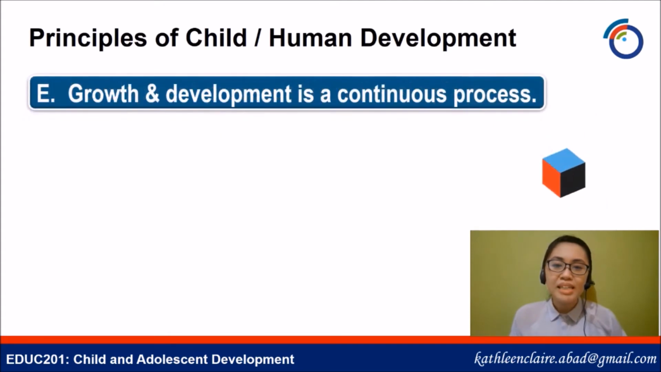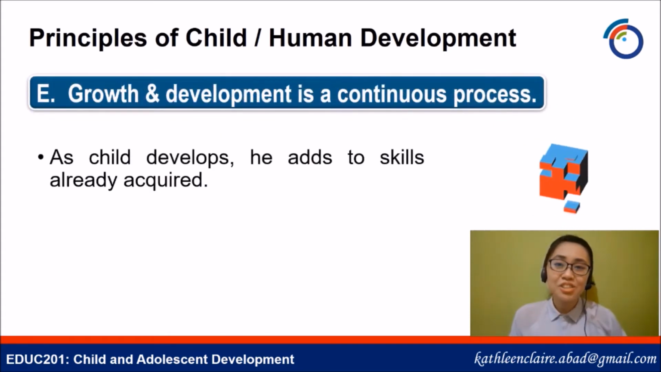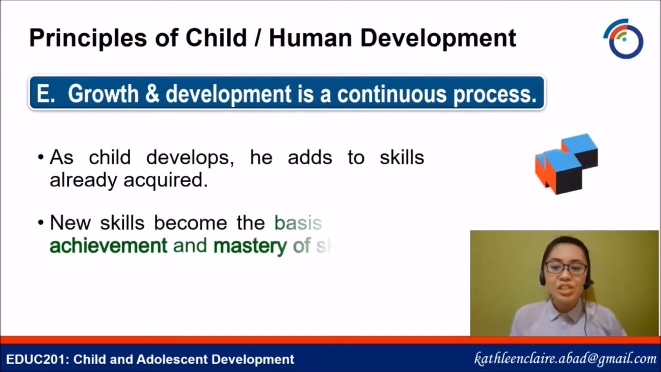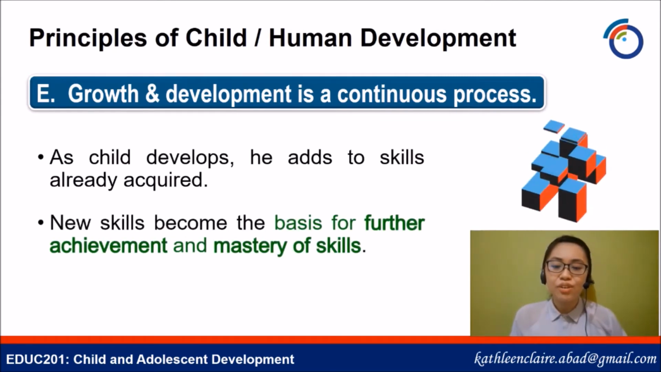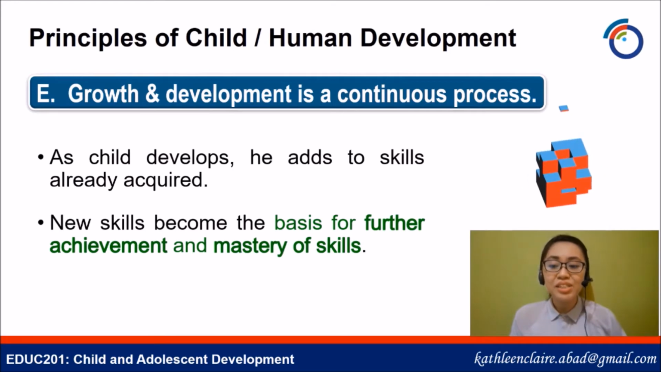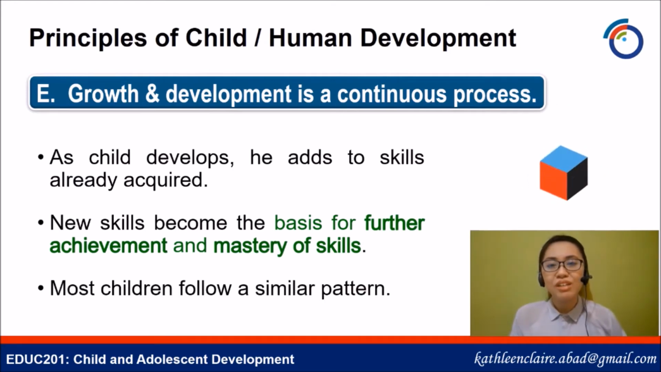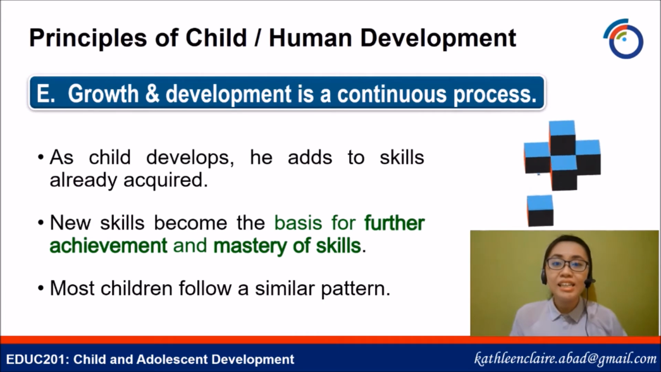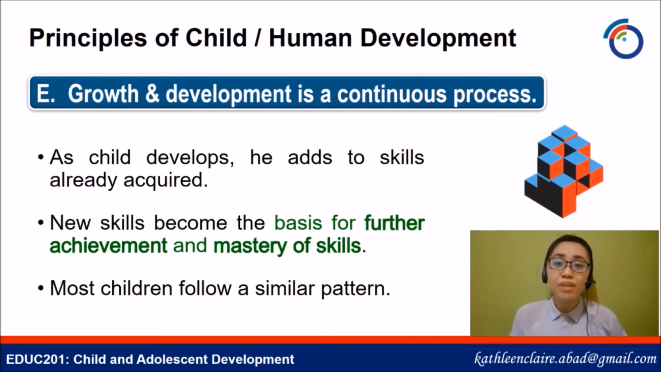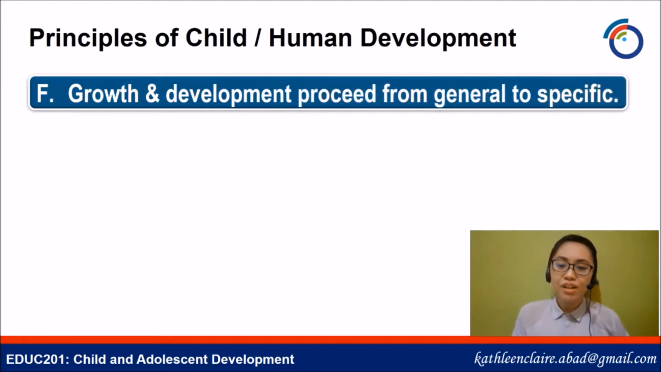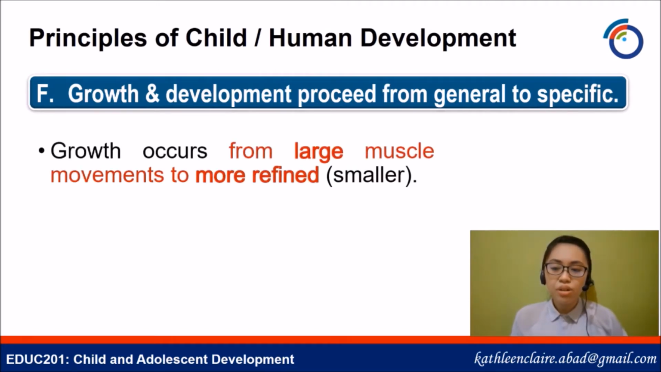Letter E. Growth and development is a continuous process. So as a child develops, he adds to skills already acquired. So new skills become the basis for further achievement and mastery of skills, and most children follow a similar pattern. Pero again, hindi lahat ng bata ay pare-pareho ang pacing of development. Okay? Letter F. Growth and development proceed from general to specific. So growth occurs from large muscle movements to more refined.